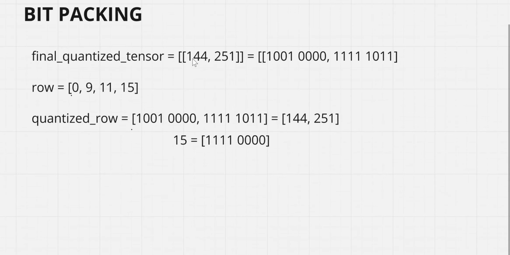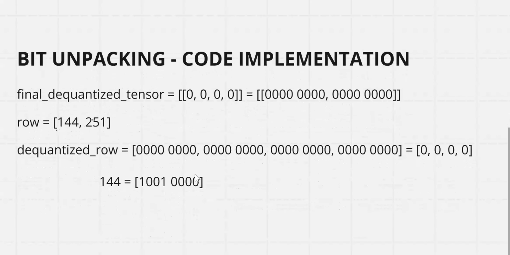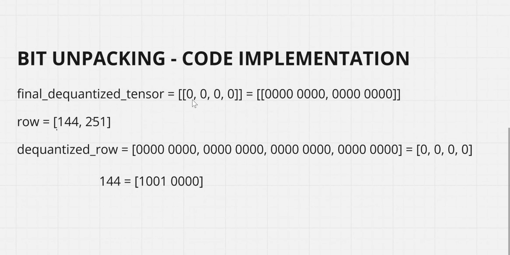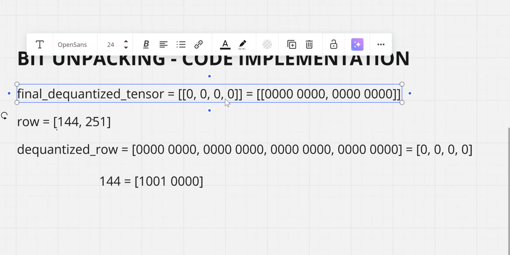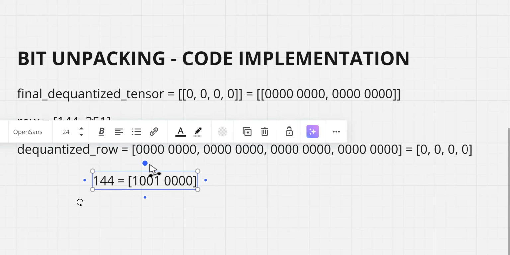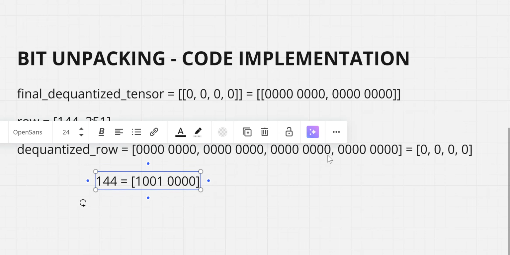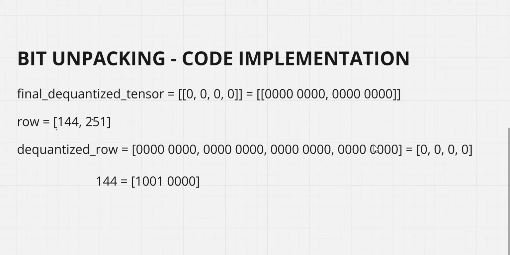And so this is 8 bits, this is 8 bits, this is 8 bits, this is 8 bits, so it's 16 bits in total. And so unpacking is the opposite, right? So we're going to start with 4 entries because we want to end with 0, 9, 11, and 15. We're starting with this 144 to 251. And then we start with 144, and our row, if we have these four numbers that we want to replace with 0, 9, 11, and 15, is 4 8-bit arrays, all zeros to start off with.